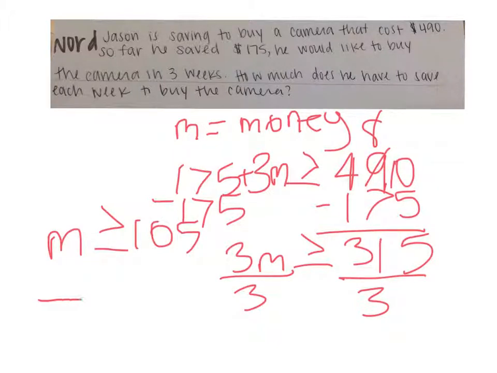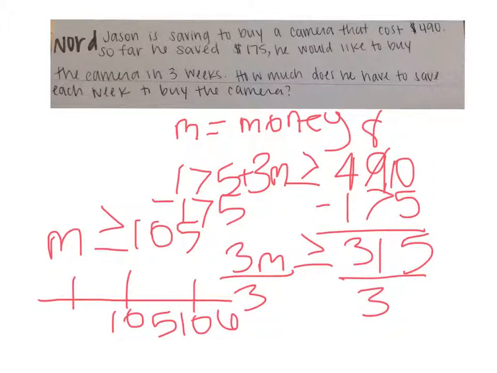And on a number line, that would be 105, 106, 104. And since it is greater than or equal to, you would color in the circle, and it would point this way. This is a practice problem, so you can pause the video and then come back in and try it later.